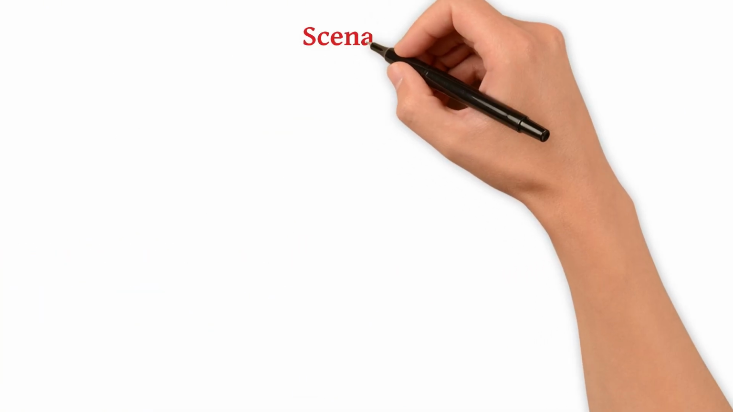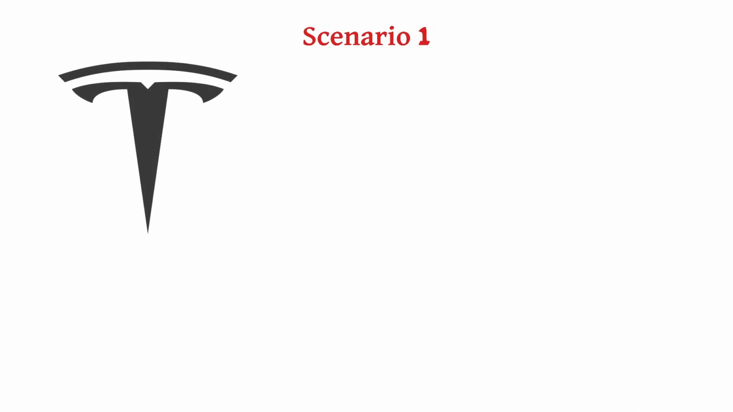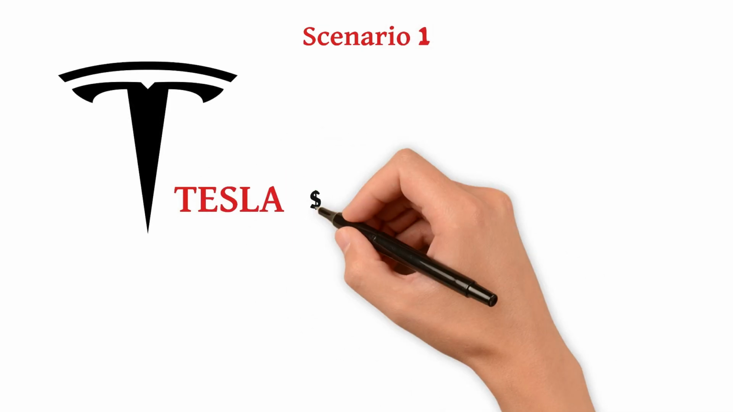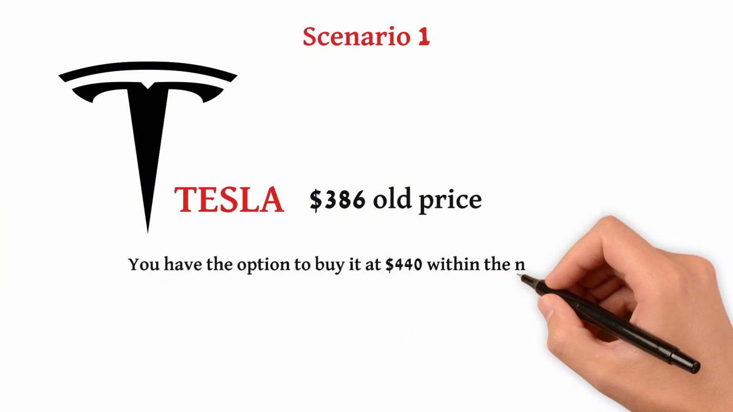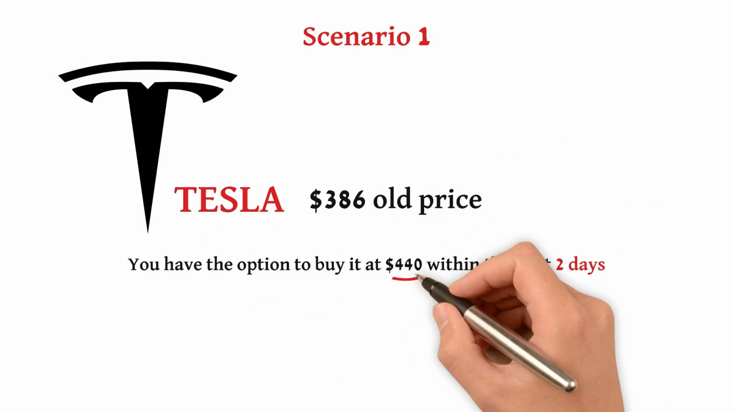Let's talk about different scenarios. One, Tesla is at 386 and you have the option to buy it at 440 within the next 2 days.